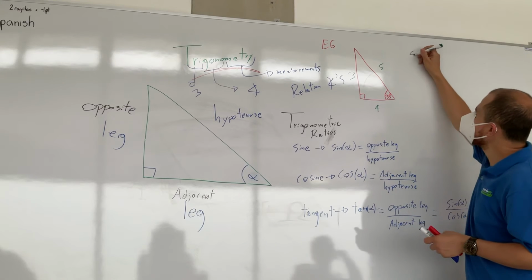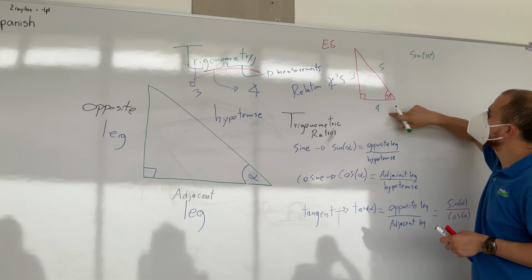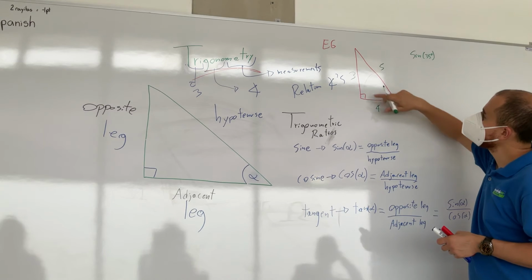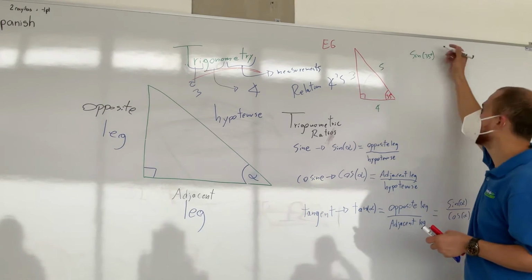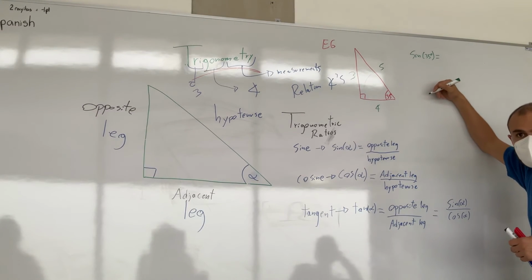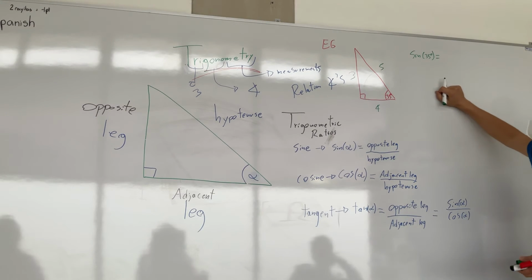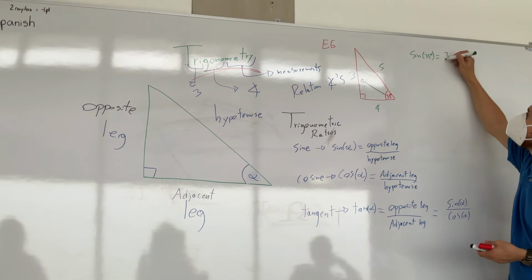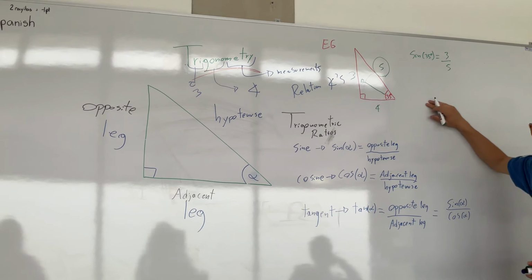So let's say sin. Wait, shouldn't it be the other way around because 4 is there? Yes, you have a very good point. First should be the opposite. Let's work it like this now, because what I want you to calculate is the ratio. Sin of 35. It will be opposite, so 3 divided by hypotenuse 5, and it's 0.6.